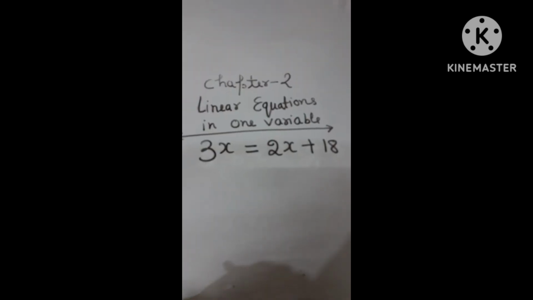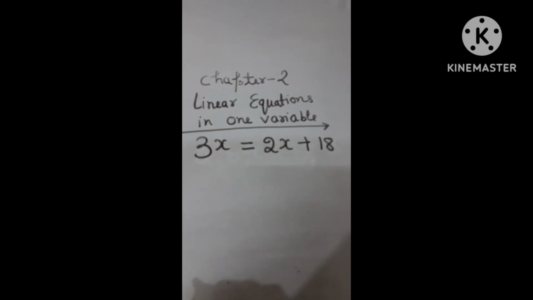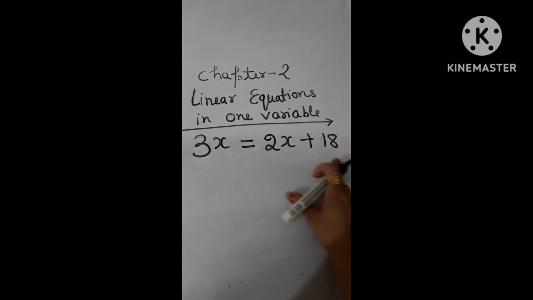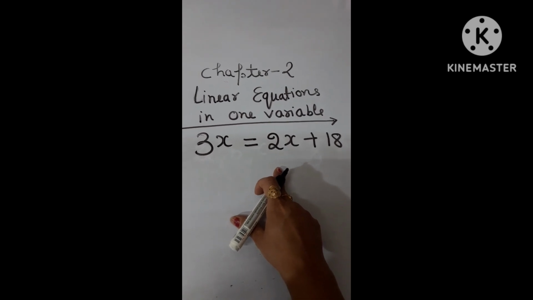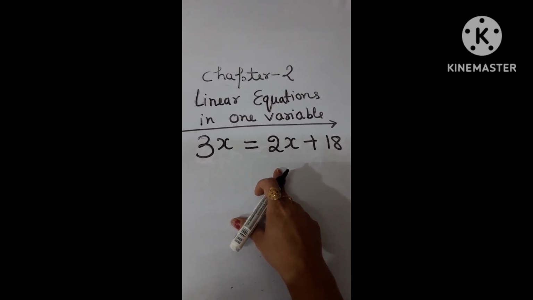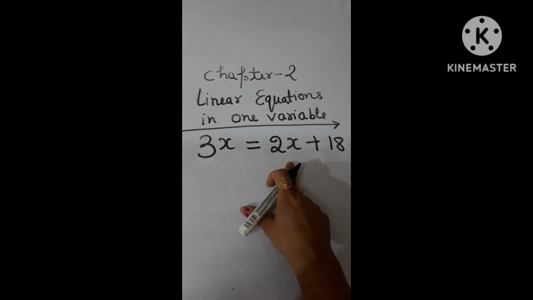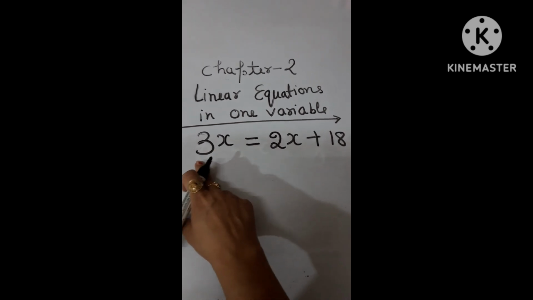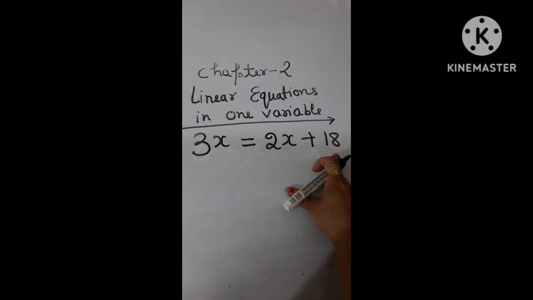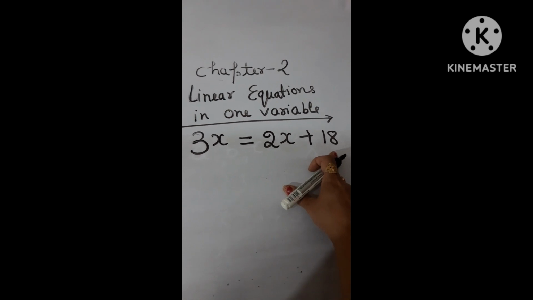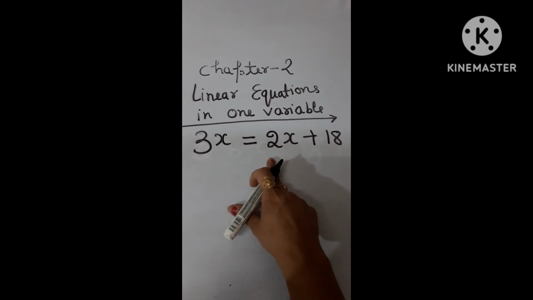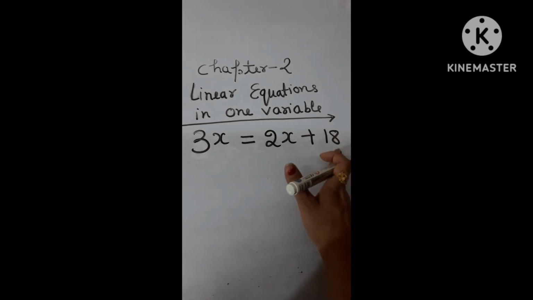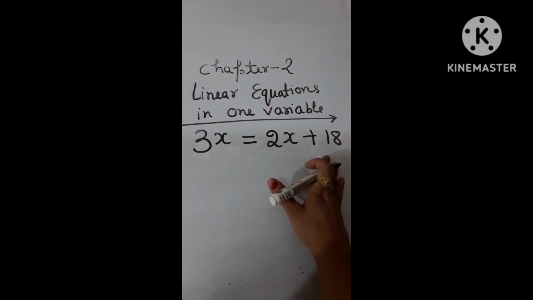Okay, so here I have taken the very basic example 3x is equal to 2x plus 18. Before solving the linear equation, first of all we have to check in the equation what are the variables involved and what are the constants. If you can see in this question, the variables are 3x and 2x and the constant is 18. So the very basic step to solve the linear equation is to take the variables at one side and keep the constants at the other side.